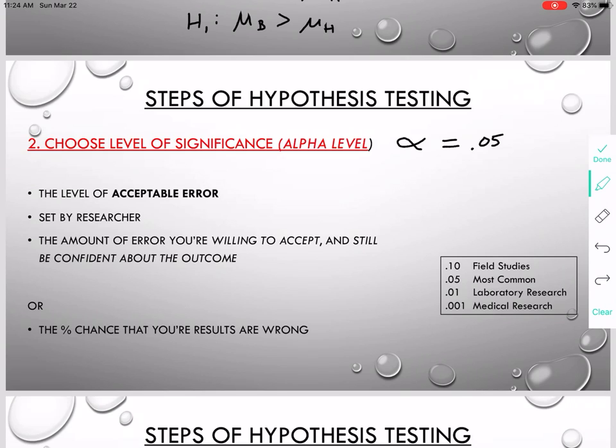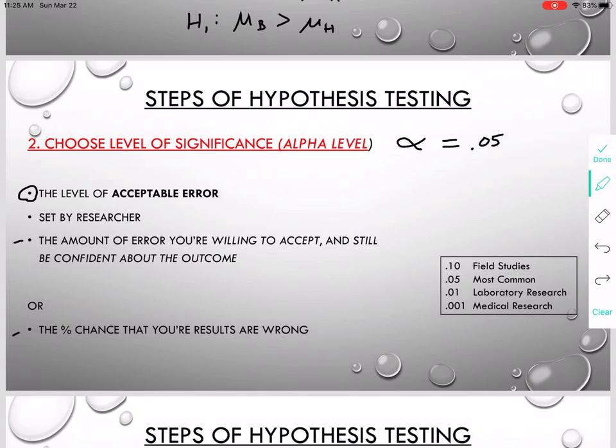Human error, error in the subjects, error in the equipment, error in the survey. There's always going to be some error. So because we know that no matter what, there's going to be some level of error, we set a level of acceptable error. And that's really what alpha is. So the alpha level is the level that we set as a researcher as an acceptable amount of error. A level of acceptable error.